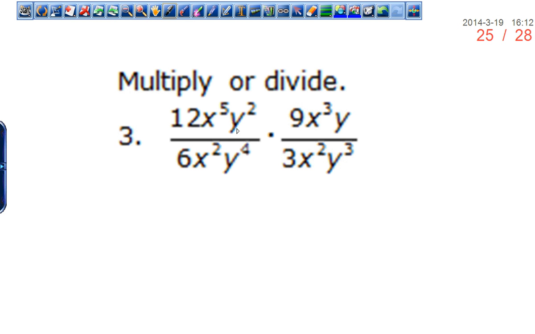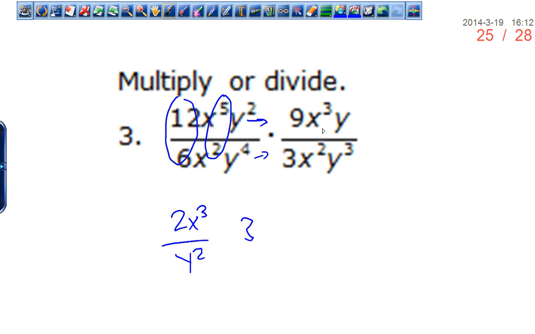On number 3, it's a little different just because we have exponents. There's two ways to go about it. You can either multiply straight across and then reduce, or you can reduce ahead of time. I'm going to reduce ahead of time just because it's a little easier. So 12 over 6 is 2. 5 minus 2, that's what I do when I have exponents and the same variable. And then on the bottom, I have y squared. Then 9 over 3 is 3. 3 minus 2 is 1, and then 1 minus 3 is -2. And multiplying straight across, that gives me 6x to the 4th, y to the 4th.